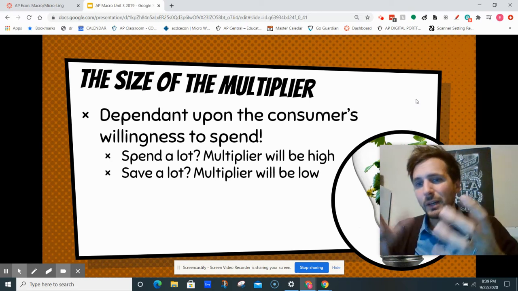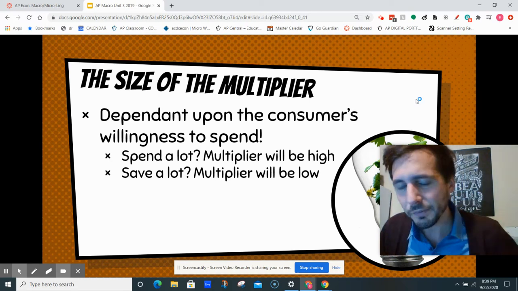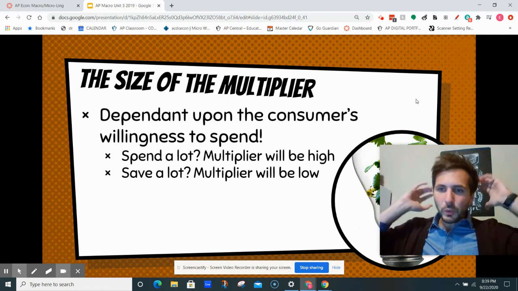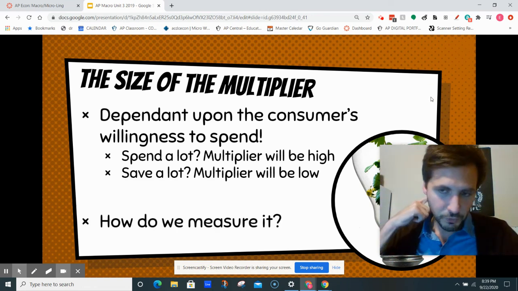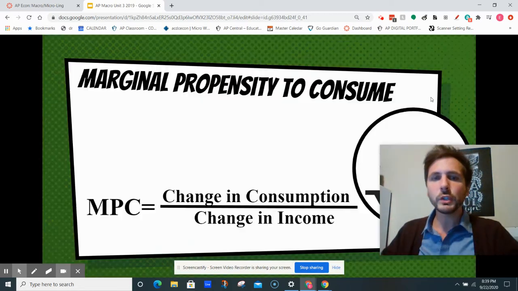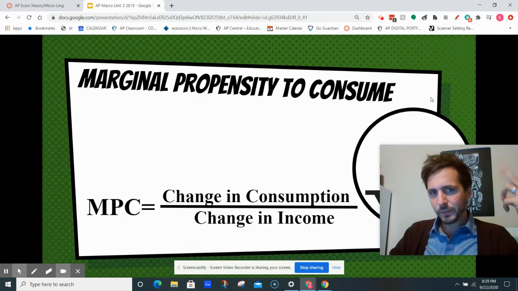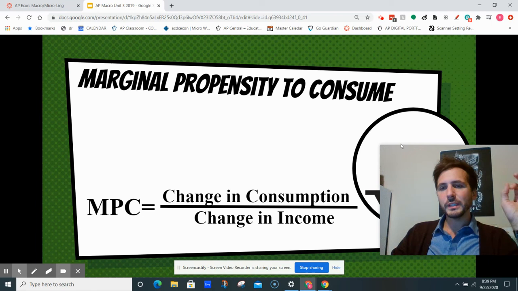And if we understand that saving is really high, like it often is in a recession, then we'll have to do a whole lot more spending to have the same multiplied impact. So how do we measure this? We measure it using two ideas. It's called the marginal propensity to consume.